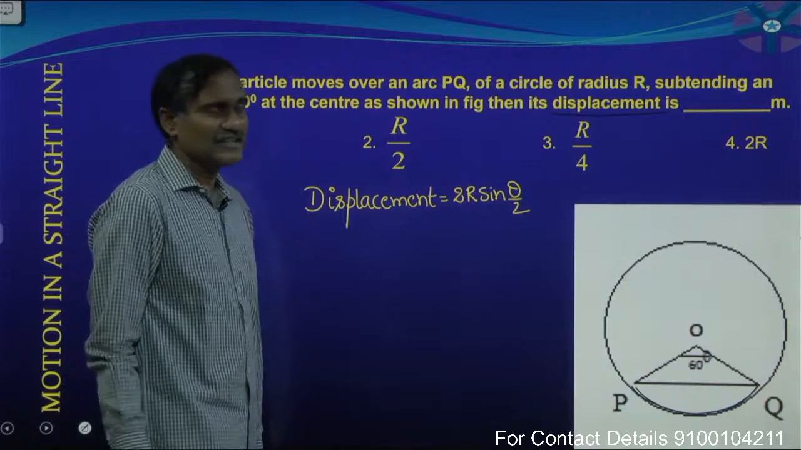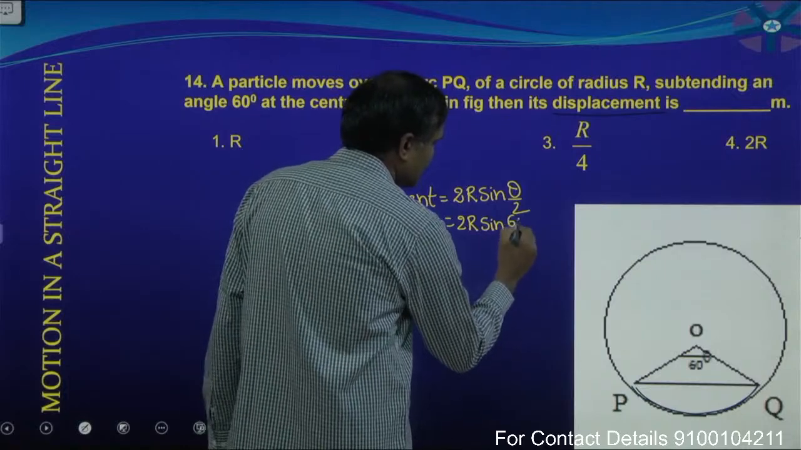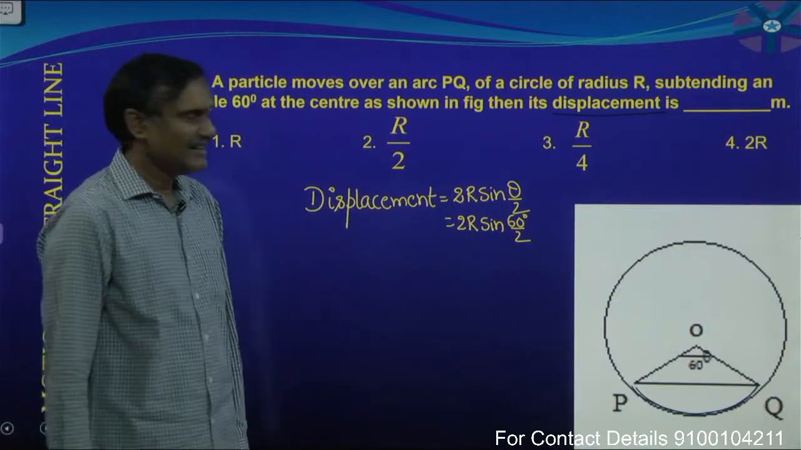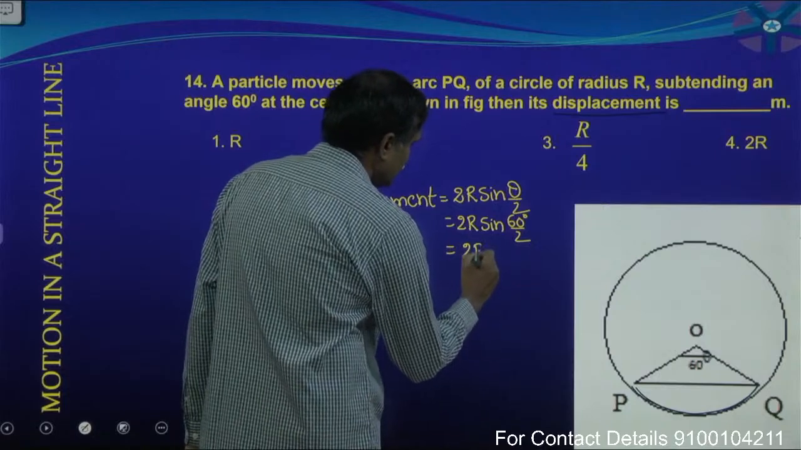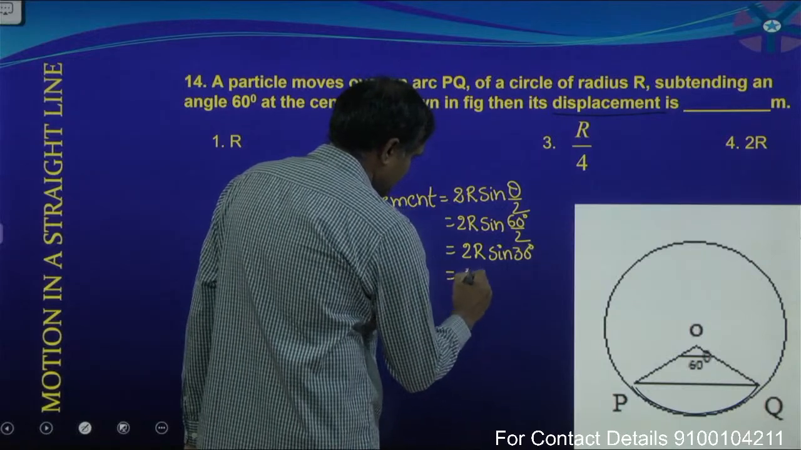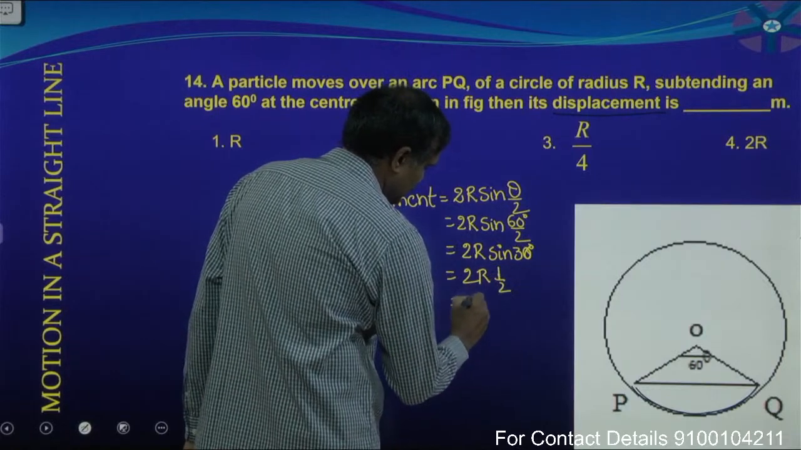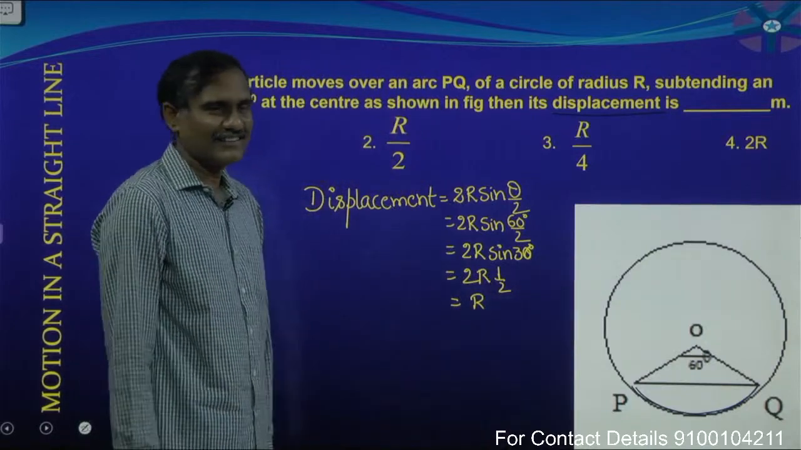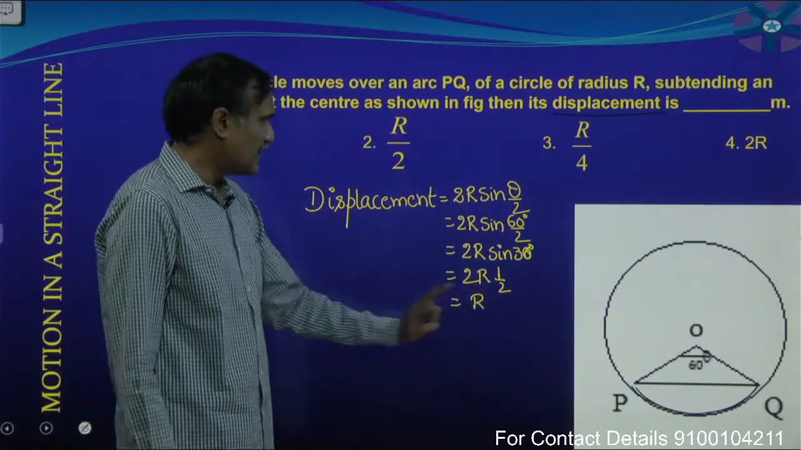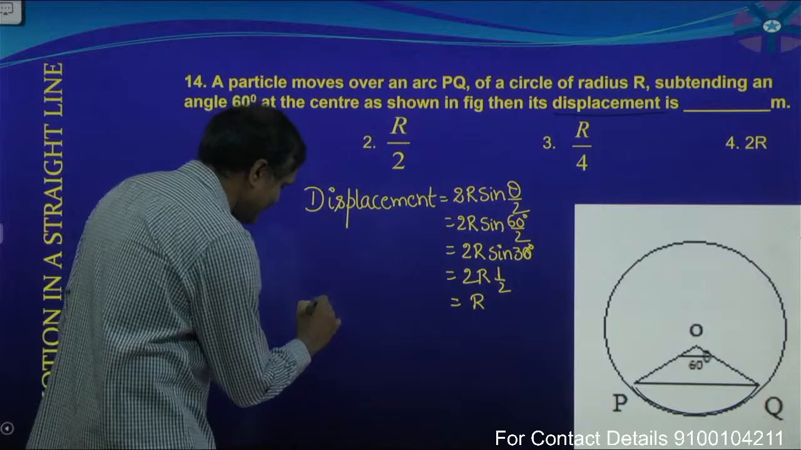It is 2r sin theta by 2, that is 2r sin of 60 degrees divided by 2, which is 2r sin 30 degrees, that is 2r times 1 by 2, which is equal to capital R. The 2 gets cancelled, sin 30 is nothing but 1 by 2. So the answer becomes R.